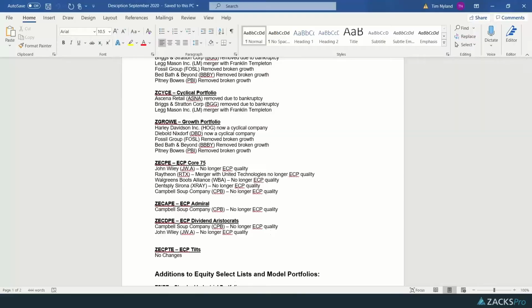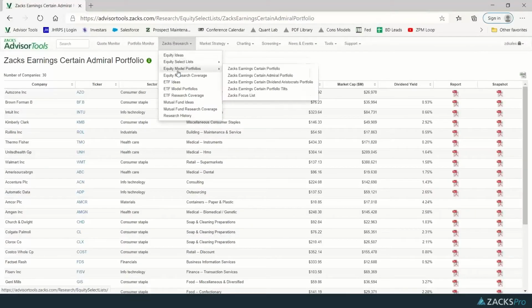And keep in mind that if I take you back into Advisor Tools very quickly, it is from the 75 stock earnings certain portfolio that, remember, we strip out the 35 names that are subject to some sort of reopening phenomenon. It's actually 45 names. And we end up with the earnings certain Admiral portfolio. So we go from 75 names down to 30 names in the Admiral.